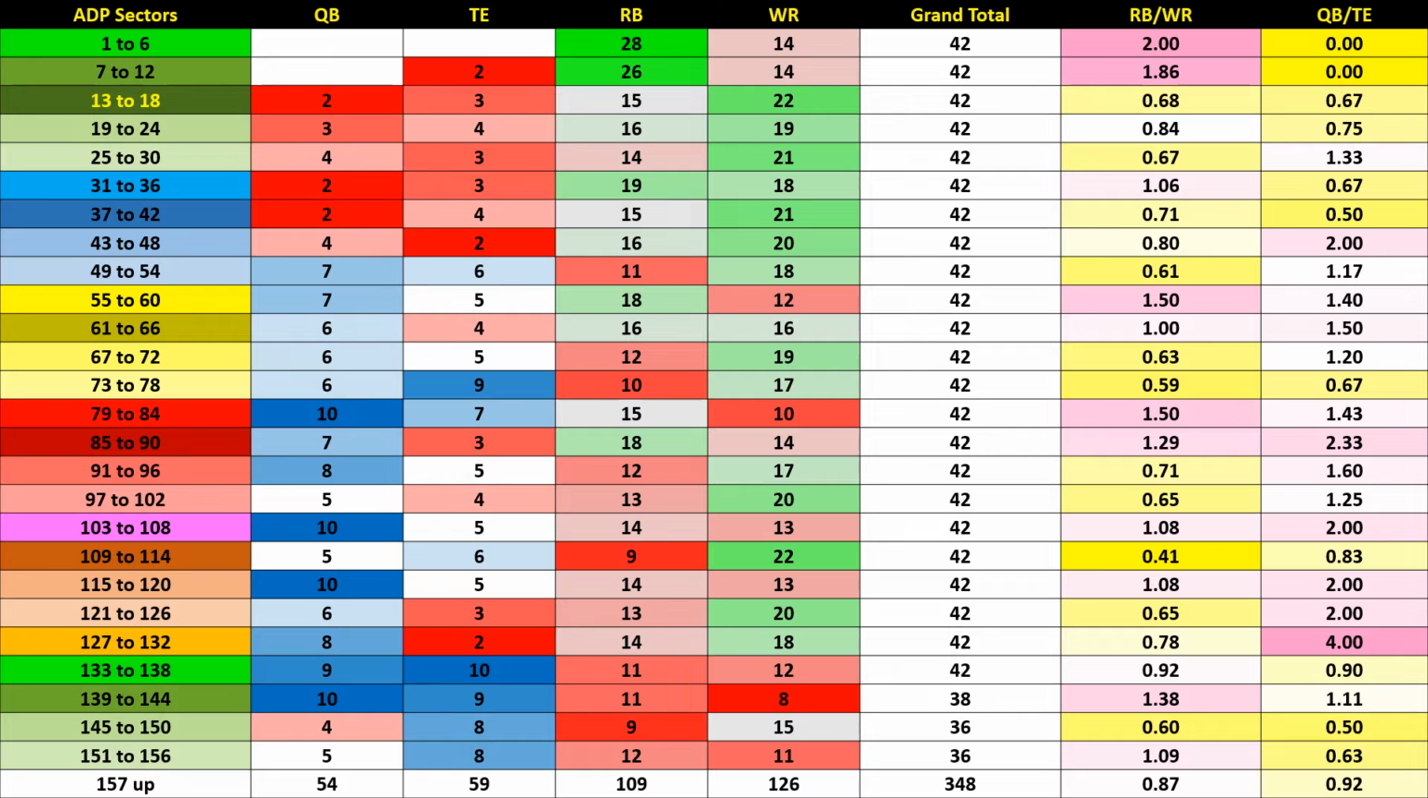So what we have here is a combination of ADP picks over the last 7 years. And at the top is the ADP sectors. And then we have quarterbacks, tight ends, running backs, wide receivers. And we're talking 42 is the total number. And then I do something called a ratio concept of running back to wide receivers picked, and then quarterback to tight end picks.